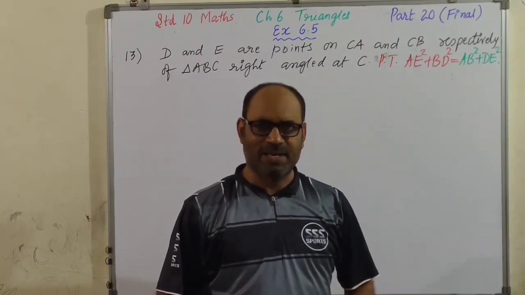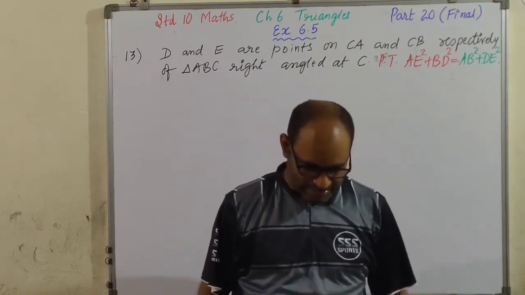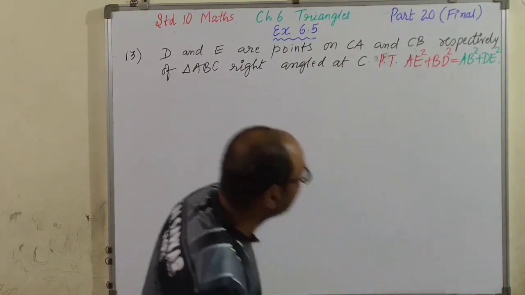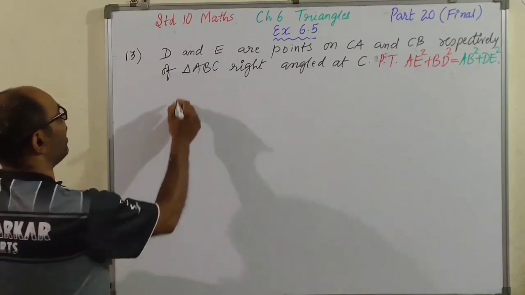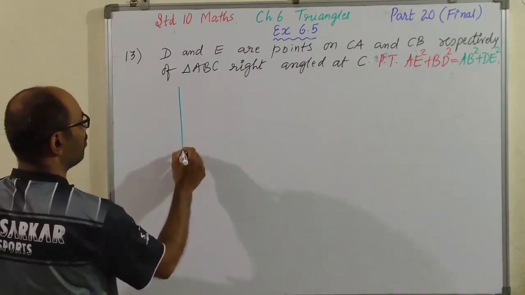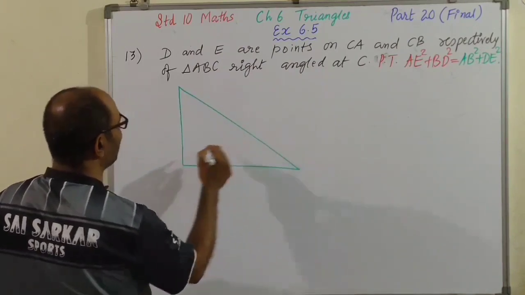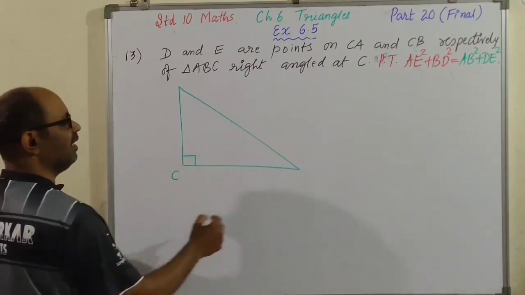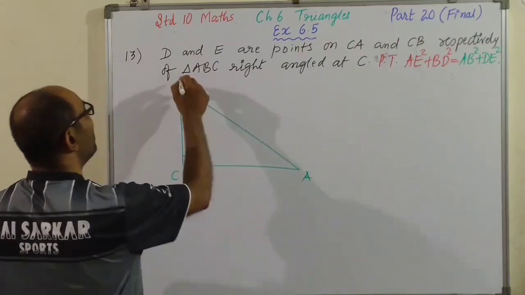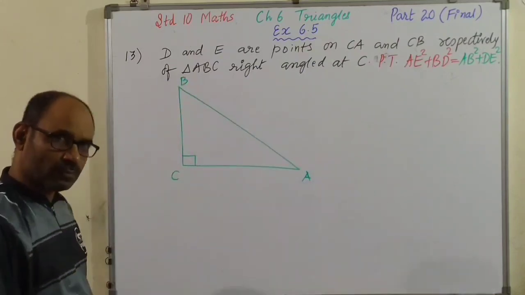We will use Pythagoras to a great extent. Let's see the figure first. Since it's a right triangle, let me draw. Alright, this is a right angled triangle. It is right angled at C. So let me put A here and B here.